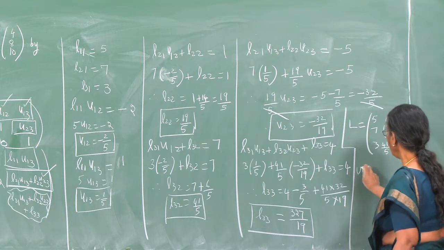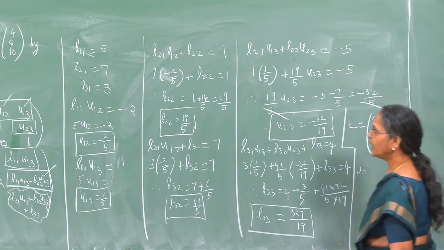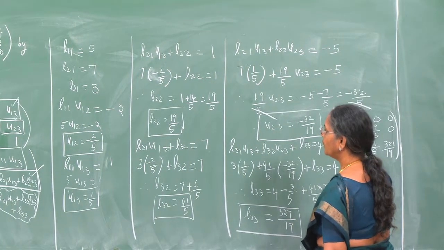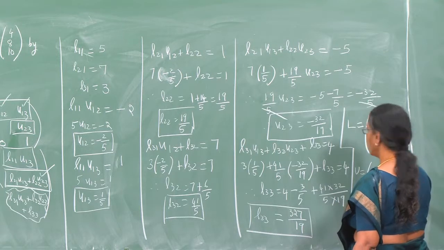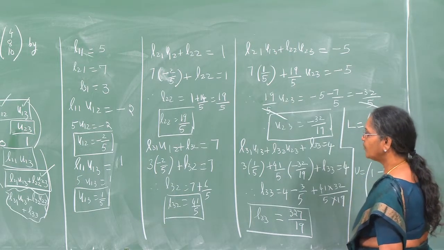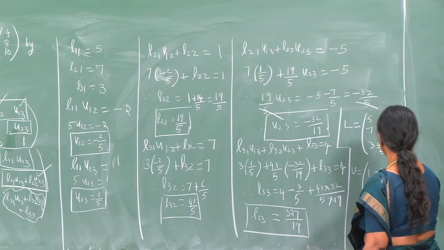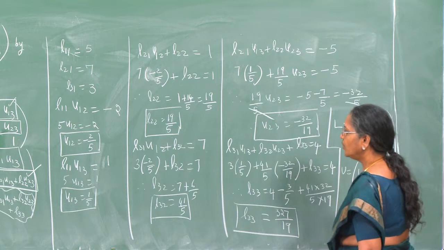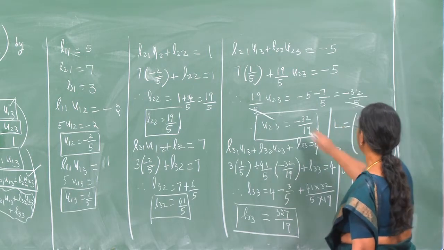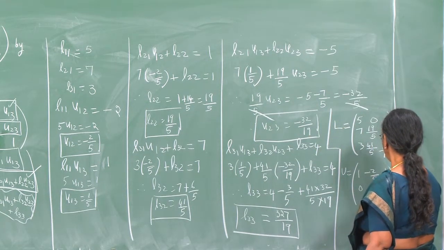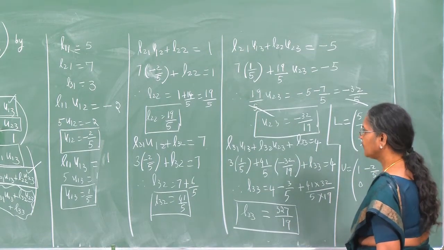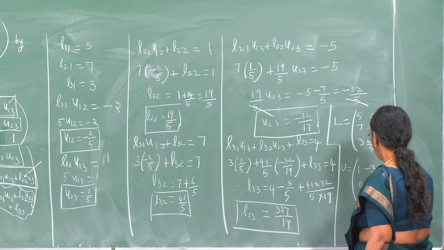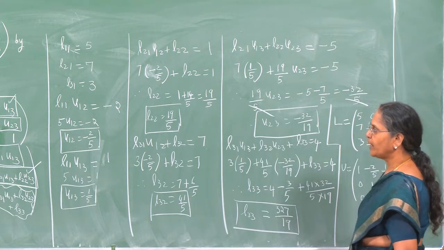We also write down U. U has entries 1, U12 which is minus 2 by 5, U13 is 1 by 5, and then 0, 1, U23 is minus 32 by 19. The last row in U has entries as 0 0 1.